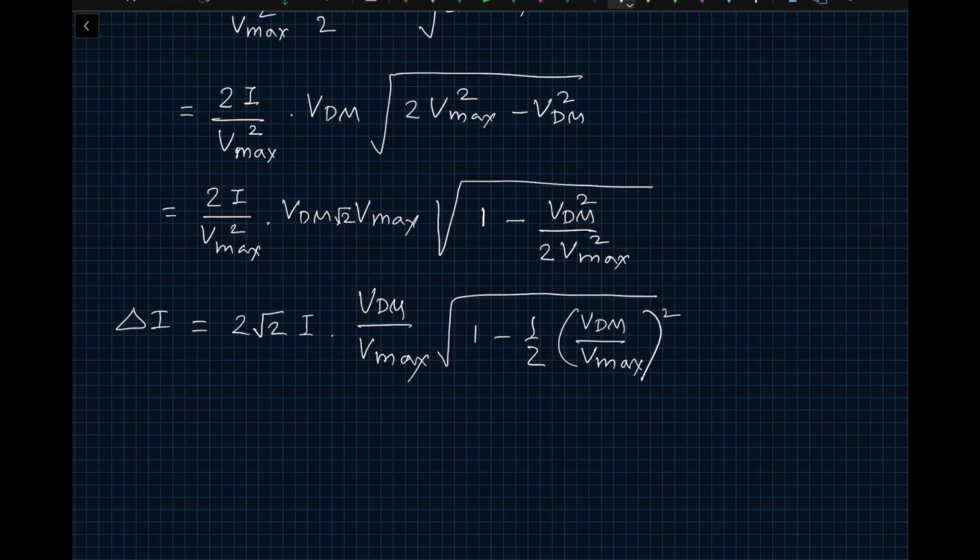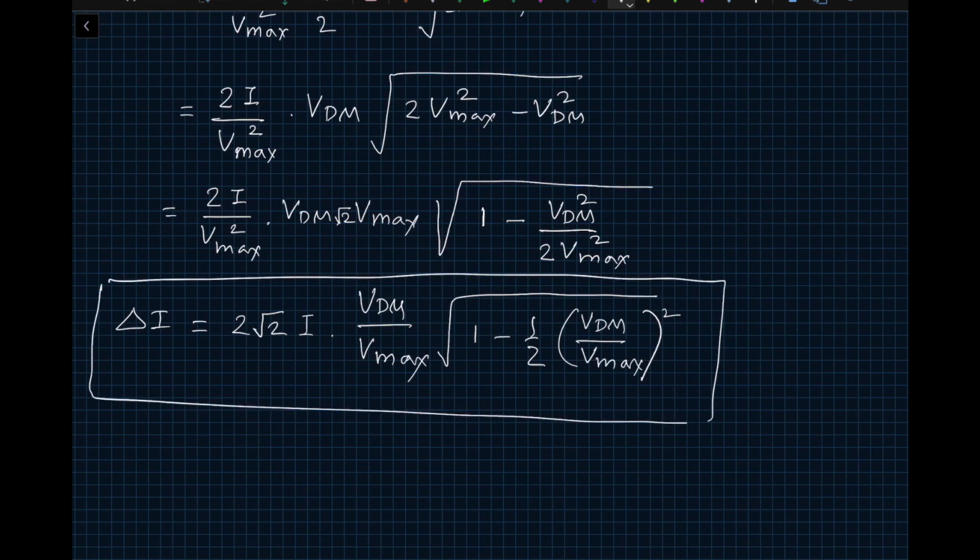So what this expression is telling us is that when VDM is equal to Vmax, when you substitute VDM equal to Vmax, then you will see exactly that delta I will look like 2 times I. So this particular equation accurately reflects the transfer characteristics. Delta I is equal to 2 root 2 I VDM divided by Vmax, and square root of 1 minus half VDM divided by Vmax square, the whole term.